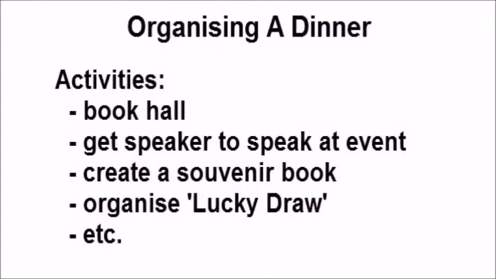Back to the example about organizing a dinner. We want to see which activities are critical and which activities are non-critical. Firstly, book hall. If a hall is not booked, the dinner cannot proceed. So this is a critical activity. Secondly, get speaker to speak at event. This is an important dinner, so it is important to have a speaker. So this is also a critical activity.